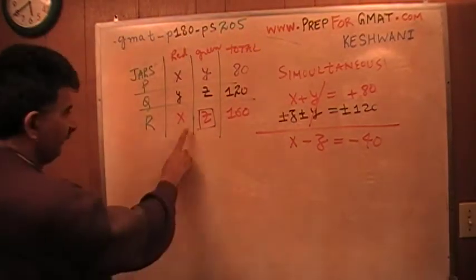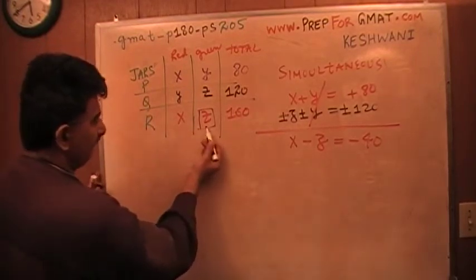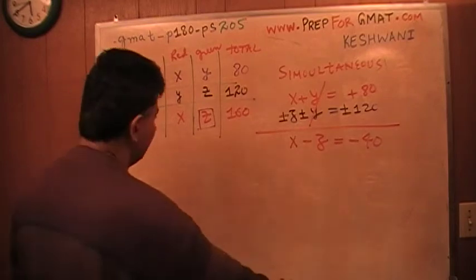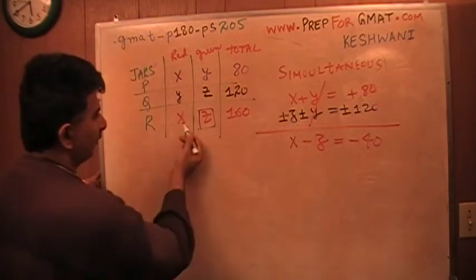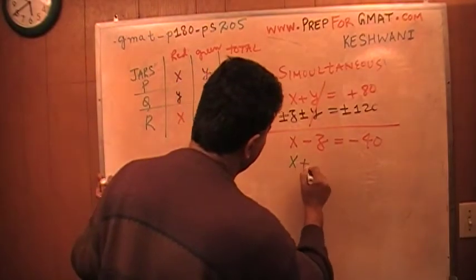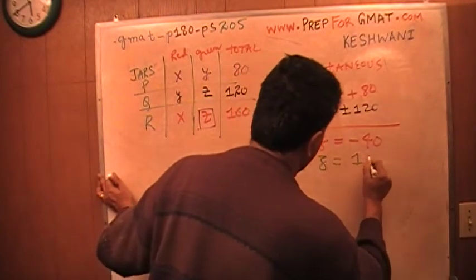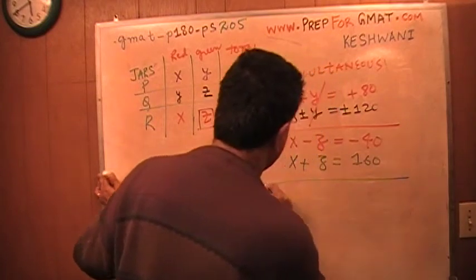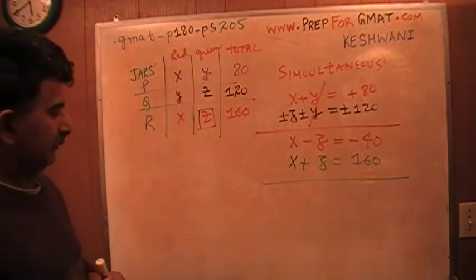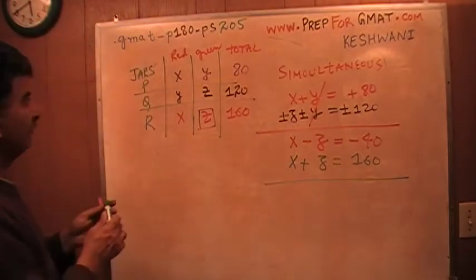Now I'm going to use this equation here. This equation is x plus z, let me write it in a different color again. This equation here, x plus z equals 160. X plus z equals positive 160. That's it. Now, if I were to add the two equations, let me give these equations a name so we can talk about them.